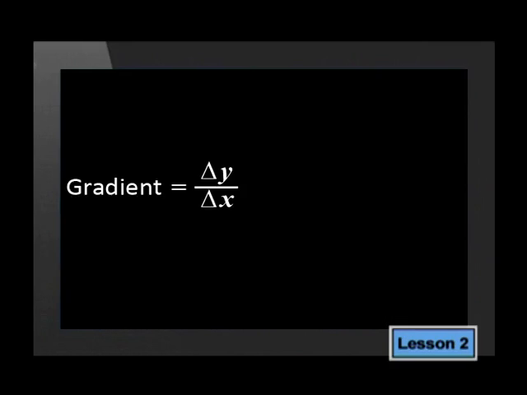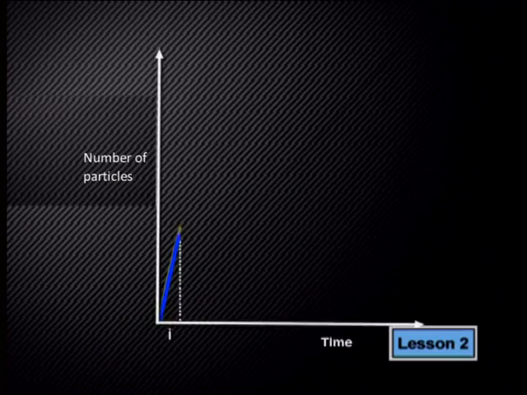Remember, to work out the gradient of a straight line, we use the formula change in y divided by change in x. We can use the same formula for a curve to find the average gradient between 2 points in time. Notice, in the first time interval, the average gradient is very steep and positive because a large number of product particles formed in a short time. We can say that the reaction rate is high.